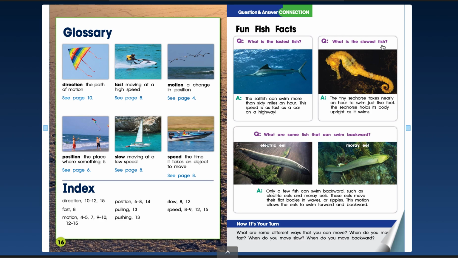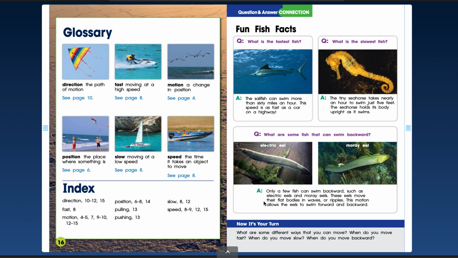What is the slowest fish? The tiny seahorse takes nearly an hour to swim just 5 feet. Oh my goodness, that's not very far. The seahorse holds its body upright as it swims. What are some fish that can swim backwards? An electric eel and a moray eel. Only a few fish can swim backwards, such as electric eels and moray eels.